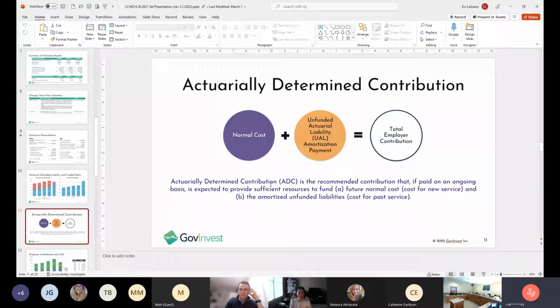So there are two components to an ADC. It's the normal cost, which is essentially the cost to fund for new services, as well as the amortization of the unfunded liability. So whatever past liability that you did not fund, we amortize it, and you are paying it periodically every year.